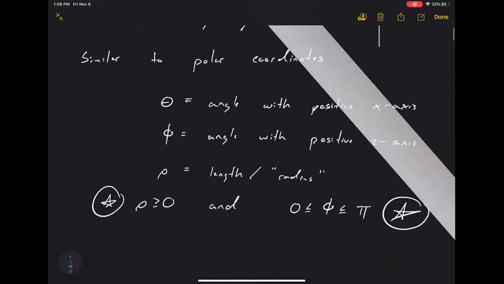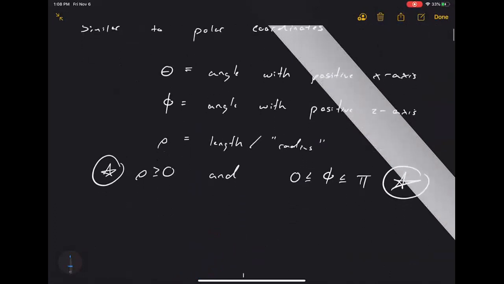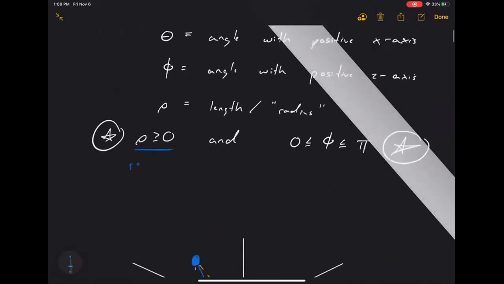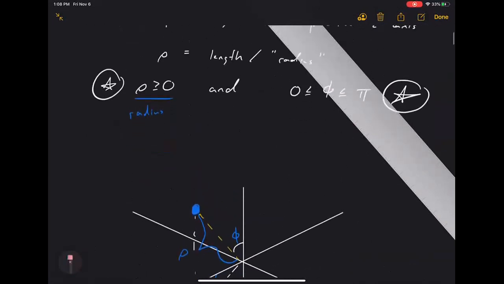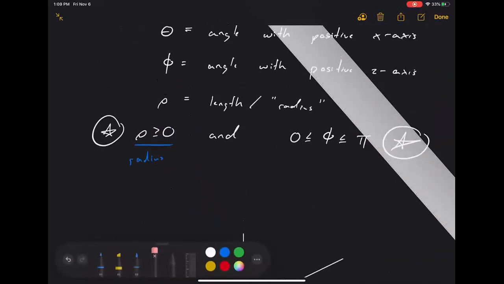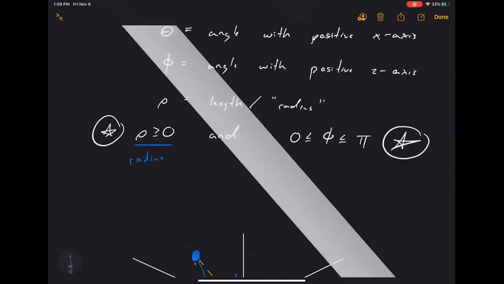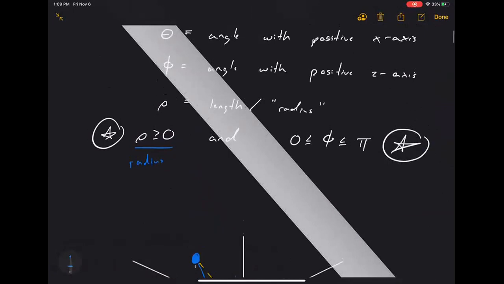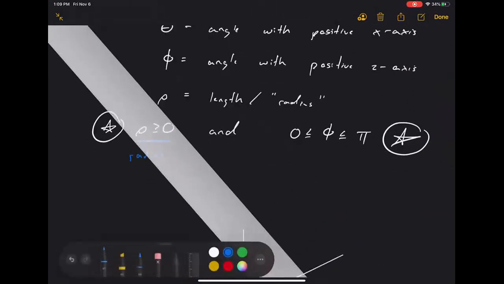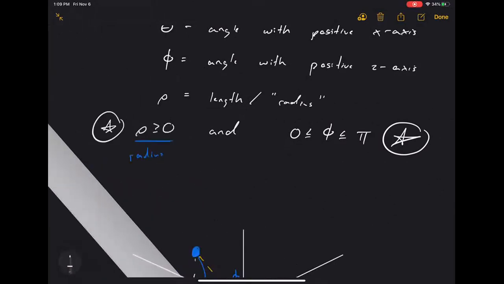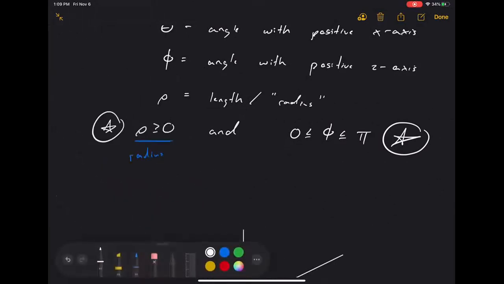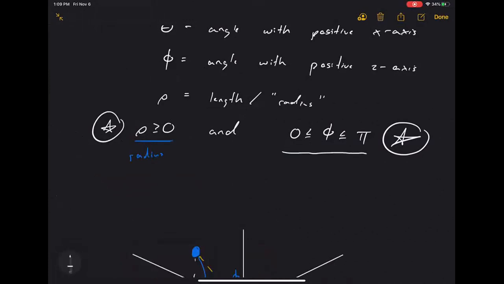Some restrictions on our coordinates. The distance between the point and our origin, we could think of it as radius, is always going to be positive. So we're never going to deal with negative radius. A bit of a change from polar coordinates, right? In Calc 2, we had negative radius and negative angles, things like that. But here we're going to keep it a bit simpler. Rho is always positive. And then what's the restriction on phi? Phi is always between 0 and pi.